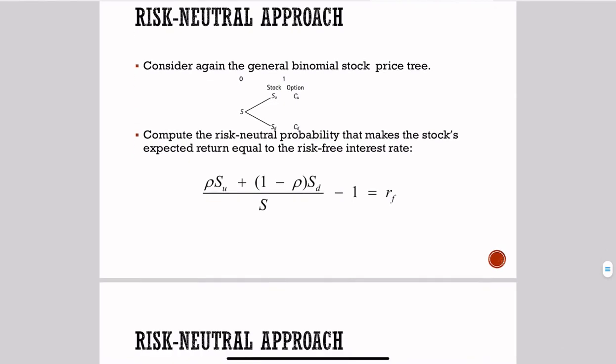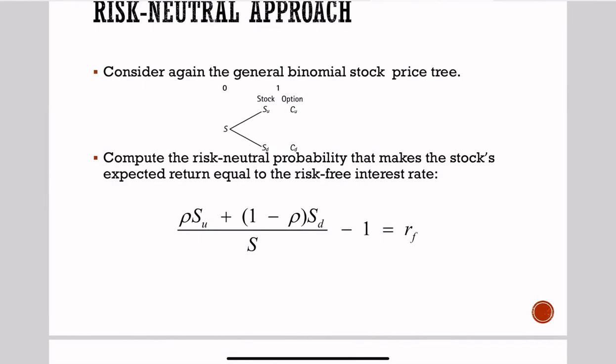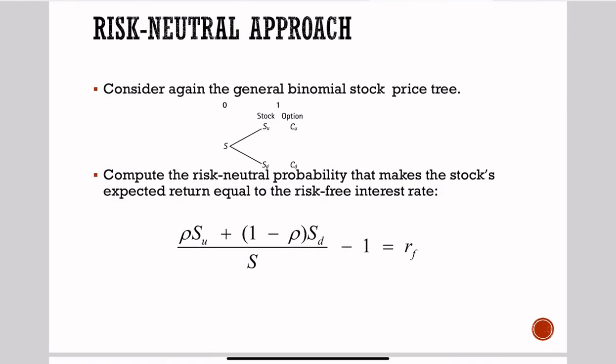We have a general formula here. So let's say we assume today's share price is S and tomorrow's stock price would be SU, that is the up price, and SD, that is the down price, and correspondingly option price would be CU and CD.